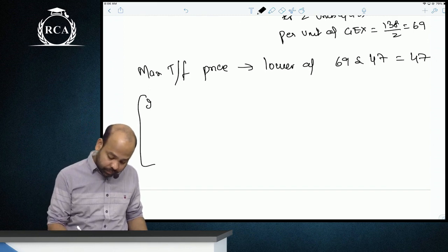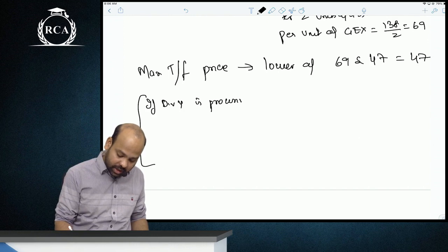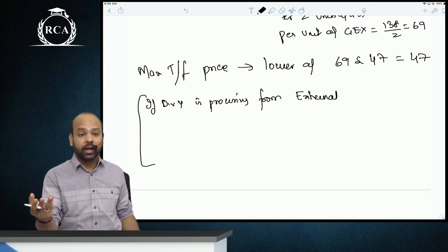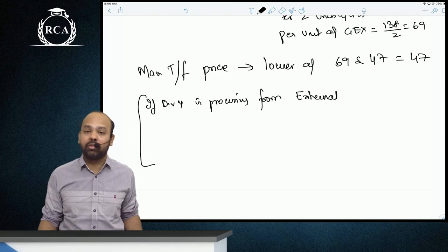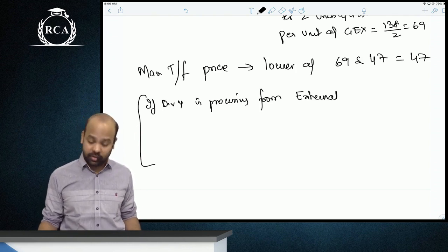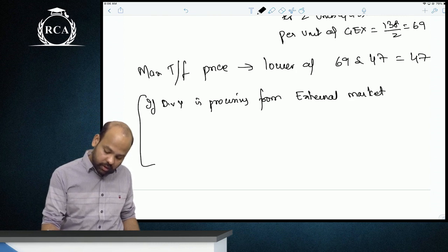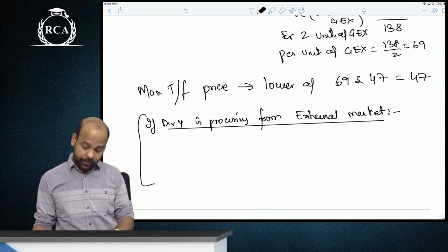See, guys, if division Y is procuring from the external market, just for our understanding, so far I just wrote about what is minimum transfer price and what is maximum transfer price, which we have been learning in every question. So if division Y is procuring from the external market, guys, what will happen?